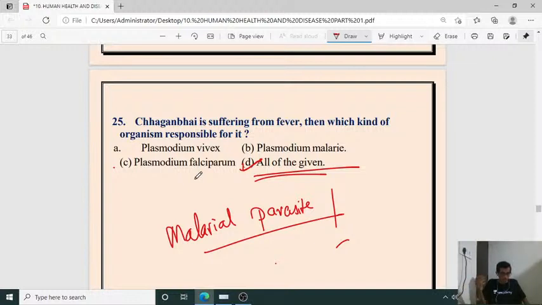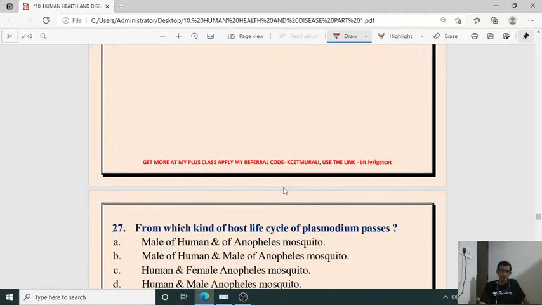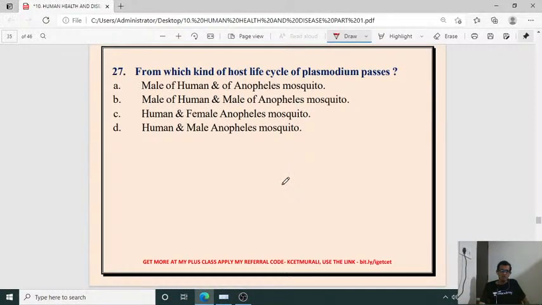Okay, Plasmodium falciparum is more powerful. And 26, it is over. 27. Through which kind of host does the life cycle of Plasmodium pass? So which is the host? Here it is going to have two hosts. The options are: male human and male Anopheles mosquito, human and female Anopheles mosquito, human and male Anopheles mosquito.